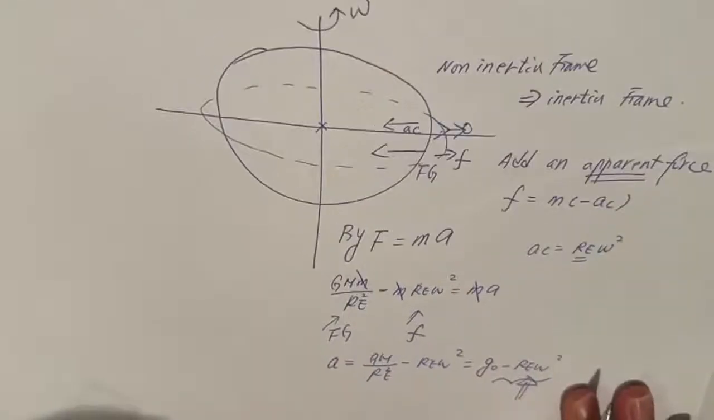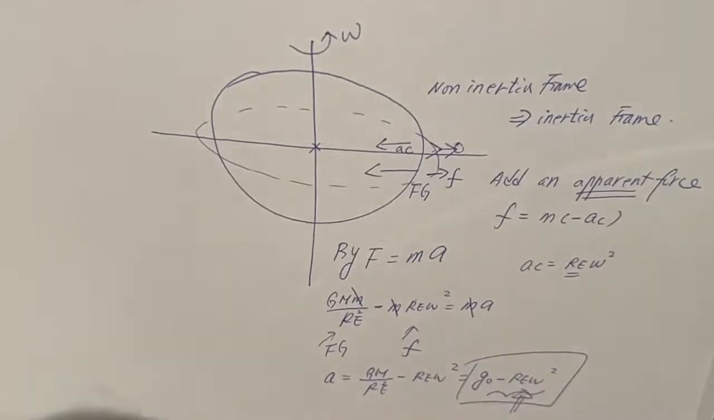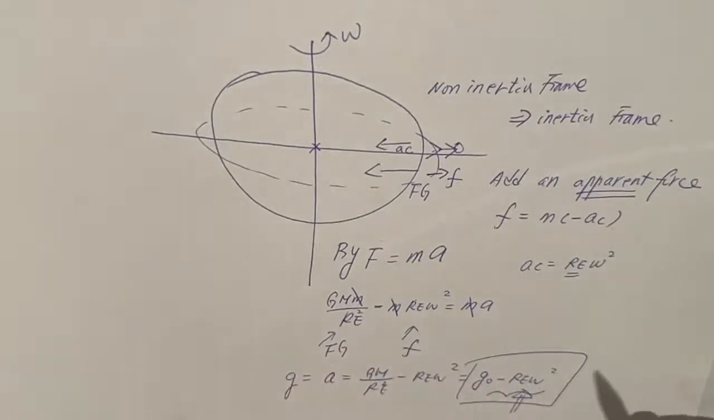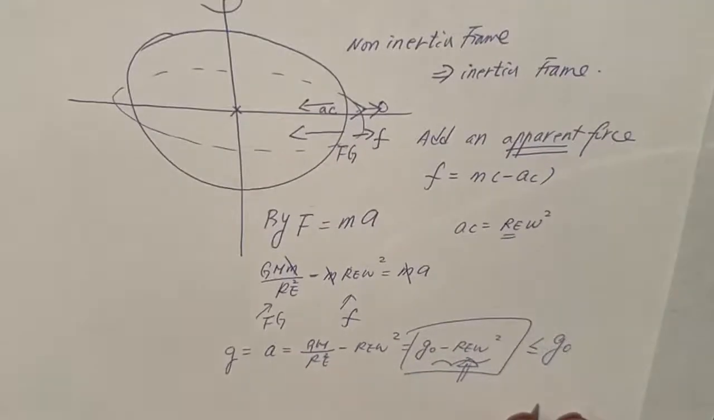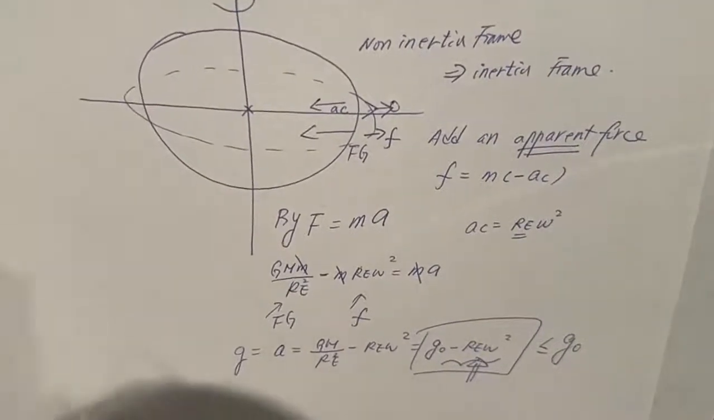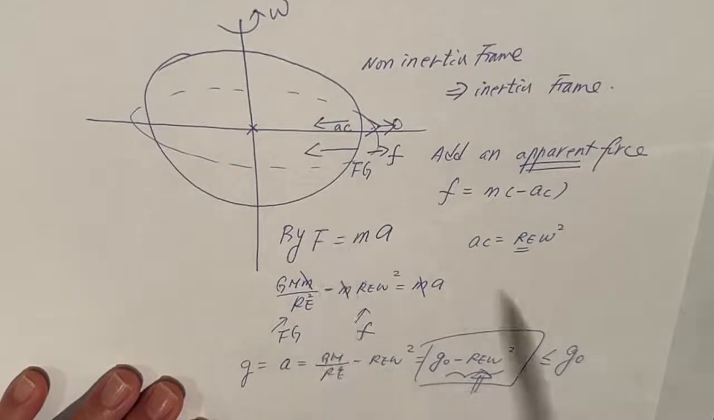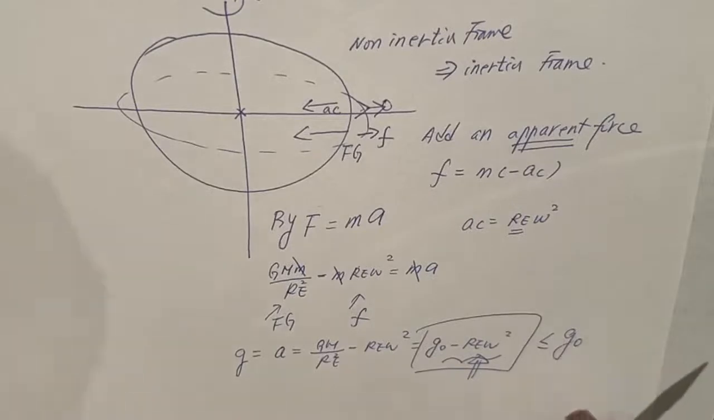Now, here you can see that this value, we call this the g at the equator, is less than g naught, right? Okay, now, what happens when the person is not either at the North Pole or at the equator? What will be the value of the gravity acting on the person? Now we can use the same argument.